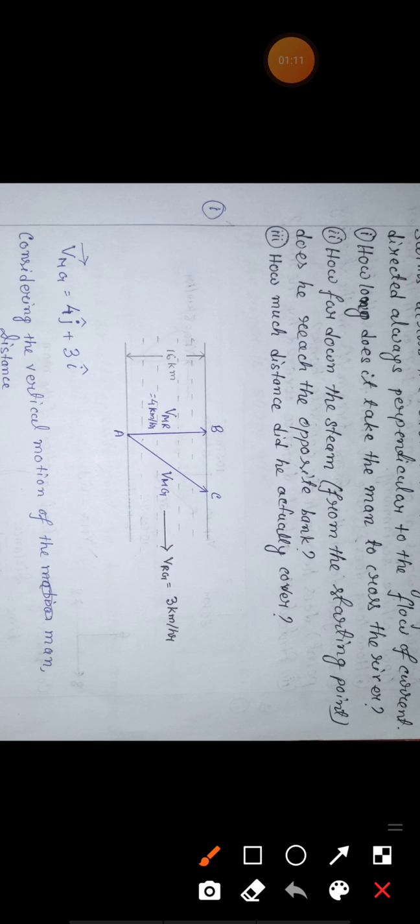So the velocity of the man with respect to ground has two components. One his own velocity, that is 4 km per hour, in which direction? From A to B, so that means positive y direction, so that means 4 j cap, plus the man is also flowing with the water, and the velocity of water is 3 km per hour. So the man also has a velocity component in x direction. So 4 j cap plus 3 i cap, since he is flowing in positive x direction, so 3 i cap, and the vertical component velocity is 4 j cap.